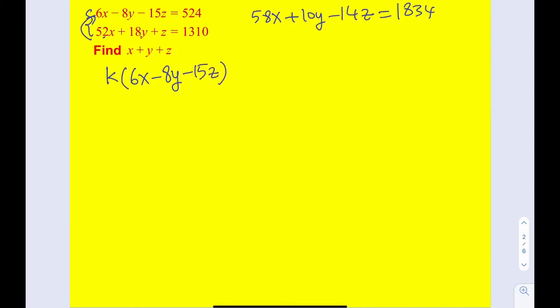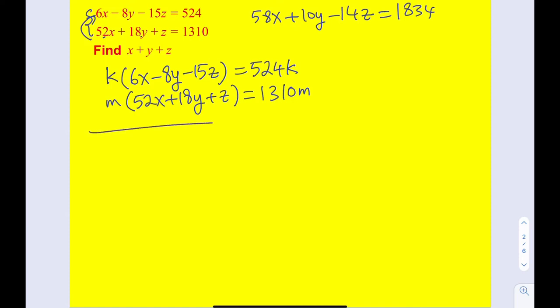And then I'm just going to go ahead and multiply both sides, of course. So that's going to give me 524k on the right-hand side. And then the second equation I'm going to multiply by m, which is another constant. So let's go ahead and do that. Let's see what we get from here. And the right-hand side is going to be 1,310m. Okay. Now my goal is to get a multiple of x plus y plus z. So what I need to end up doing is basically add these 2 equations. So I'm going to go ahead and add them.